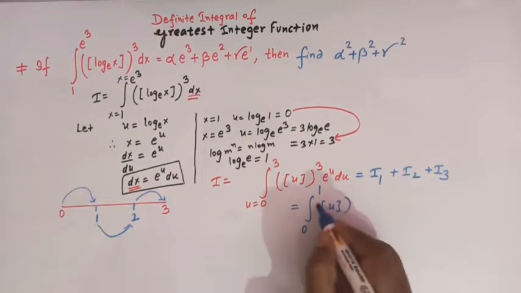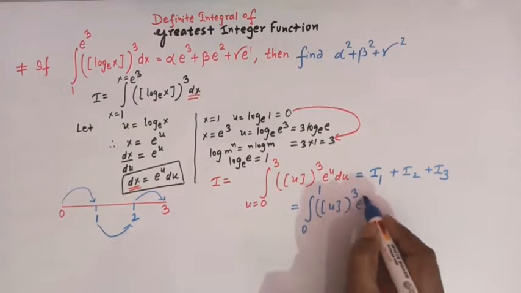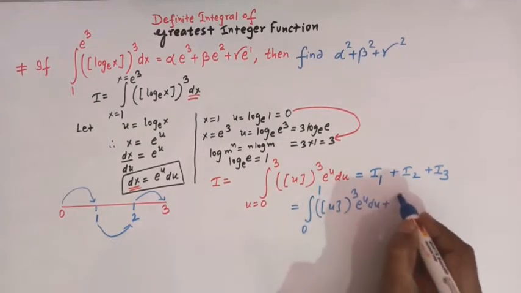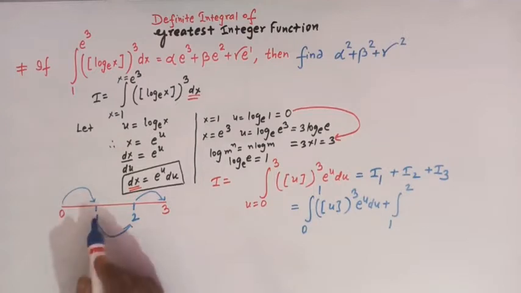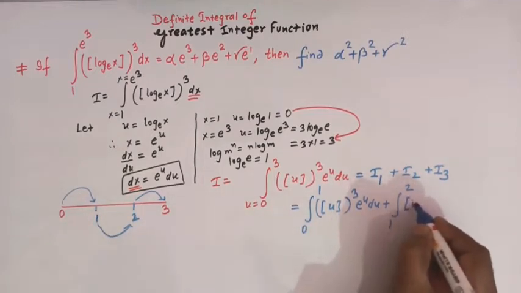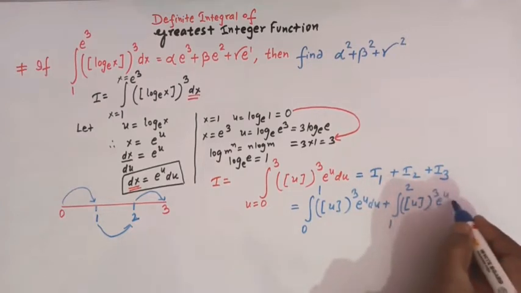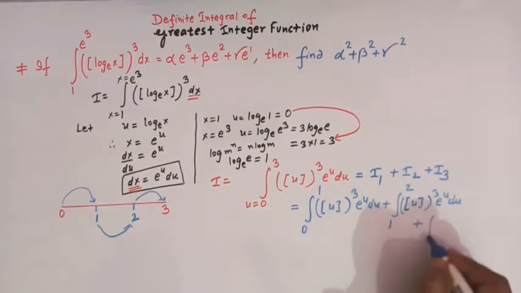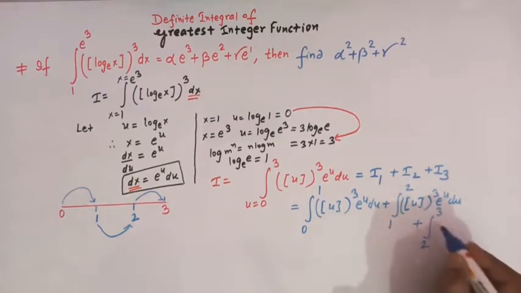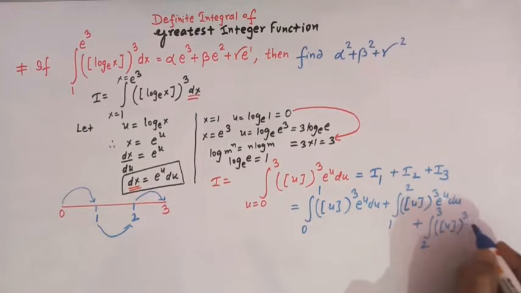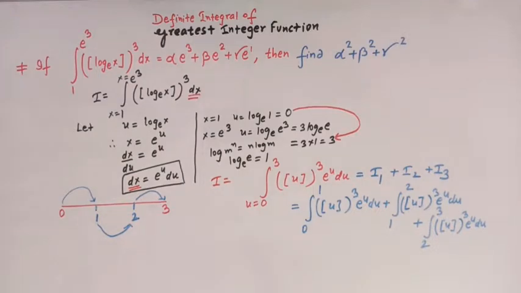So now we can rewrite this integral as 0 to 1, greatest integer u to the power 3 e raised to u du, then 1 to 2, greatest integer u to the power 3 e raised to u du, and then 2 to 3, greatest integer u to the power 3 e raised to u du. So now we have three integrals to evaluate.